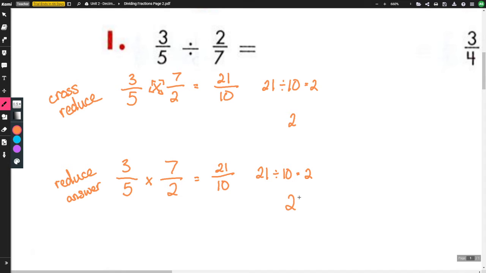Now, I need to figure out what 10 times 2 is. Luckily, that's pretty easy. 10 times 2 is 20. 21 minus 20 is 1. So 1 is my new numerator, and 10 is still my denominator.